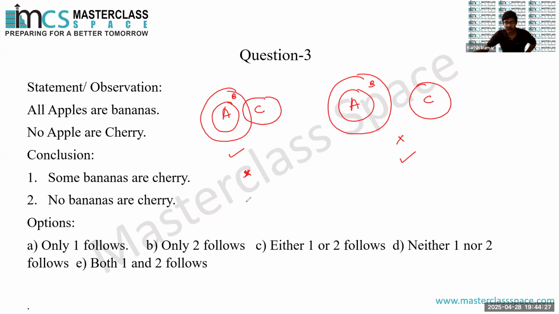Now, what will be the option? Neither your first one is following, nor your second one is following. No bananas are cherry means bananas and cherry should not have anything in common. Here they don't have anything, but here they have something in common. So this is not true for one case and the other is not true in the other case. So what is the right answer? Both do not follow. Yes or no?